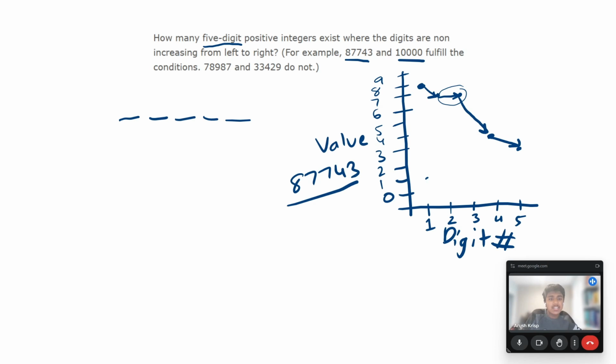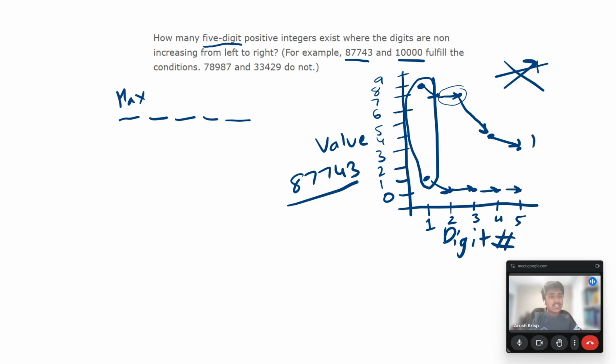Now let's draw 10,000. The first digit is a 1, and every other digit is a 0. Again, we only see constant and down arrows, and we never see increasing arrows. This leads to a very important conclusion in today's problem, which states that the left side of the integer always has to be a maximum, while the right side of the integer always has to be a minimum. Also, you've probably noticed that when there's the same integer twice, they have to be consecutive, meaning that they have to be next to each other.